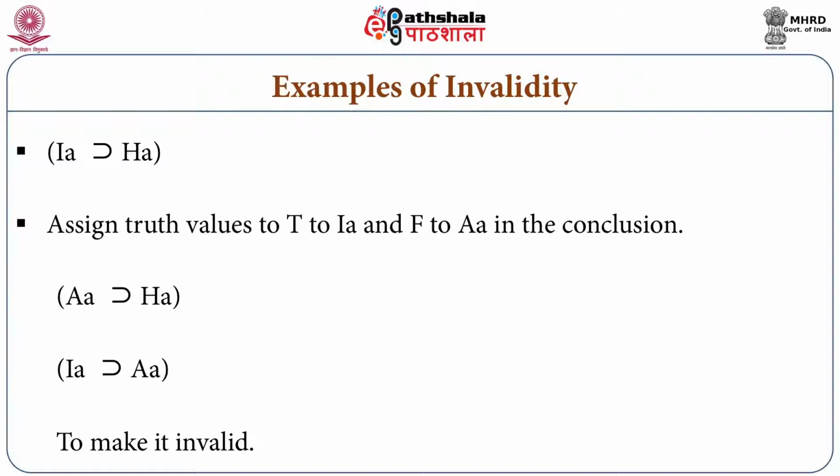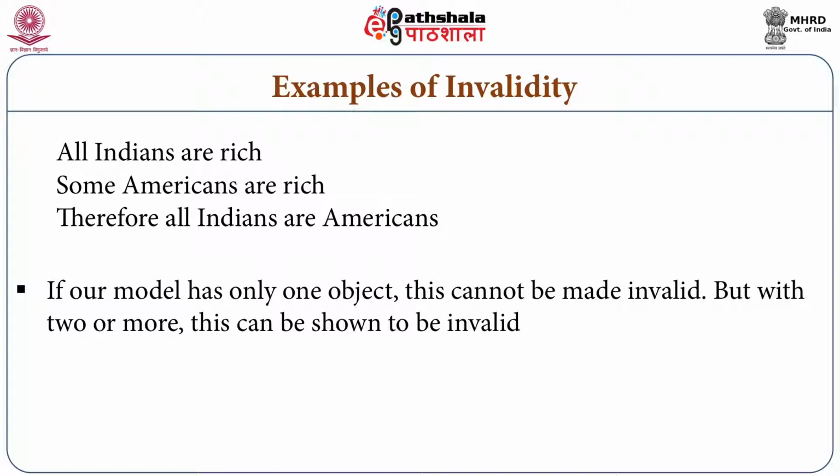Now let us look at another argument. For example, all Indians are rich, some Americans are rich, therefore all Indians are Americans. Suppose we have only one object in our model, then there is going to be some problem. By looking at the argument, we know that this is invalid. But if we have only one model in our universe of discourse, we cannot show that this argument is invalid, because there is no way you can assign truth value f to the conclusion and t to the premises. You try, you cannot show it.